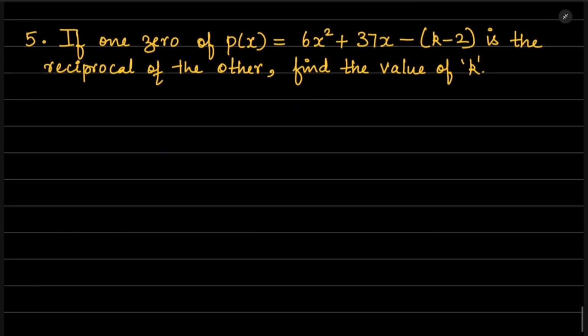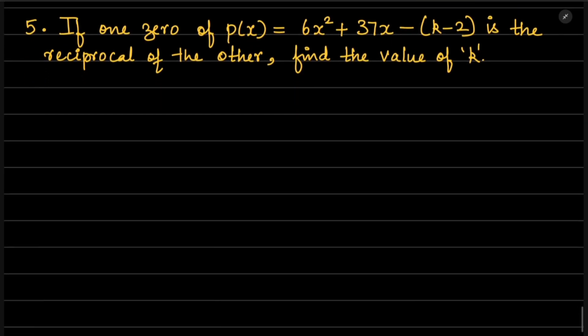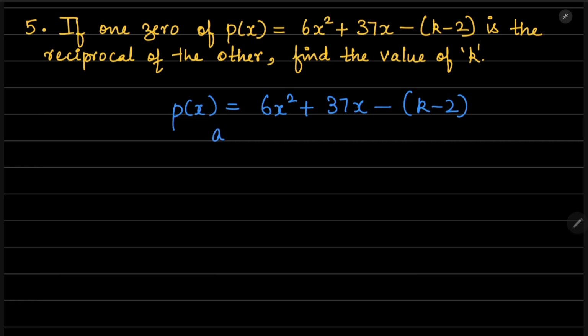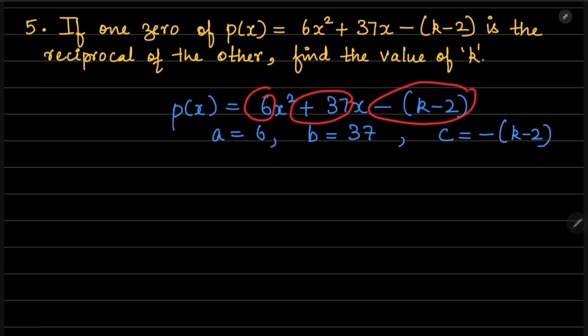Okay. So this is the last question of today. You are given a polynomial, p of x. If one of the zeros is the reciprocal of the other, then find the value of k. What do you mean by reciprocal? But before that, let us write the given polynomial. P of x is 6x square plus 37x minus k minus 2. So your a is 6, b is 37 and your c is minus k minus 2. Always make sure you write the sign, and that this is your c, this is your b and this is your a.